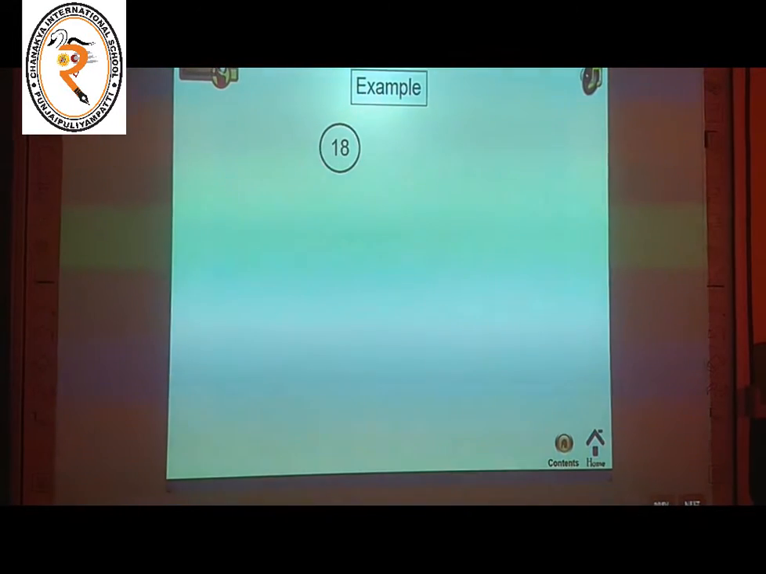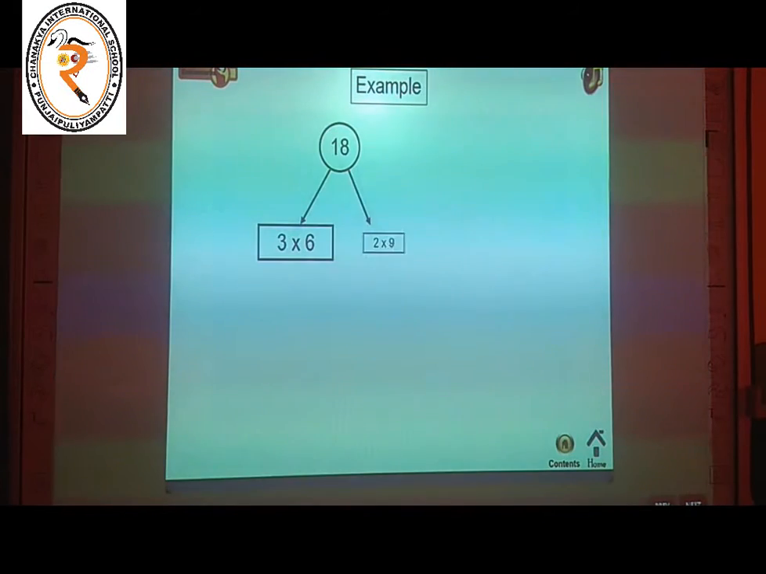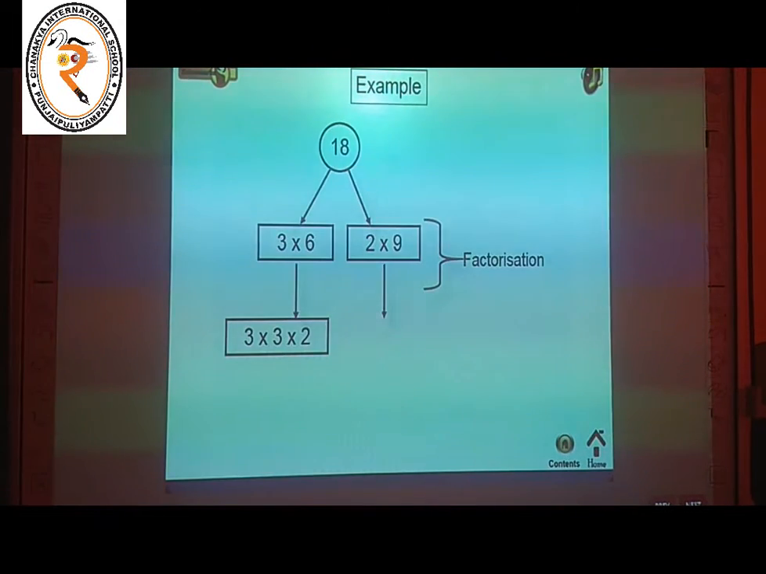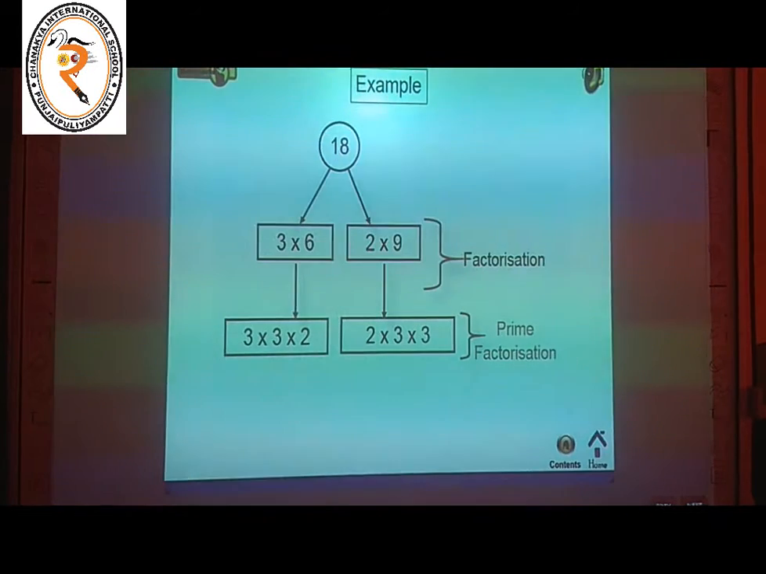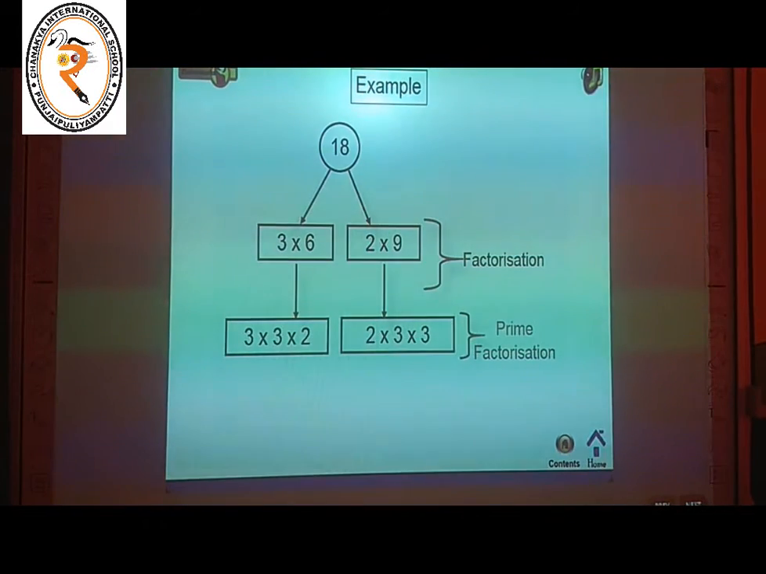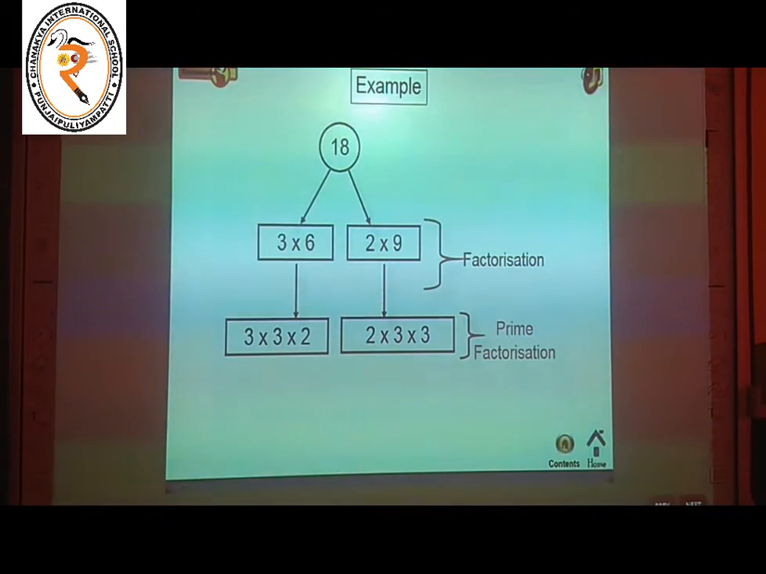Let us see an example. Here, we factorize 18 in different ways. We find here that no matter which way we factorize 18, the prime factorization of 18 is the same irrespective of the order of the factors. Listen here. The number 18 having the prime factors is 3 into 3 into 2.